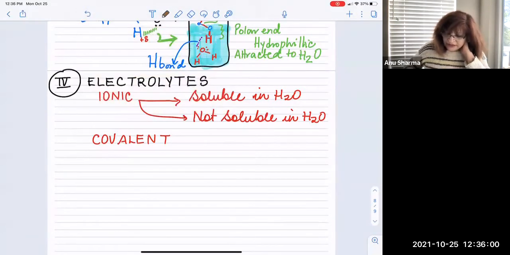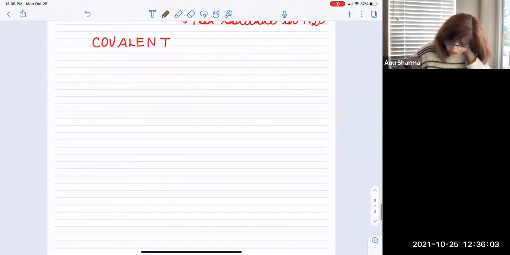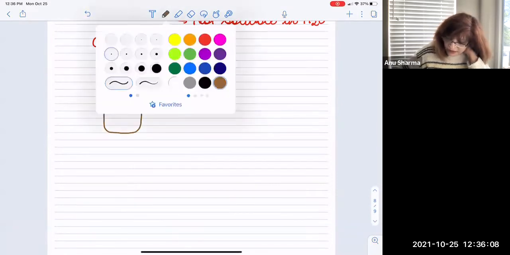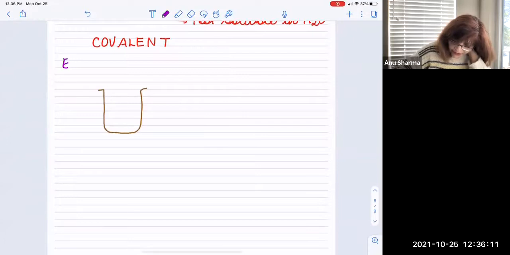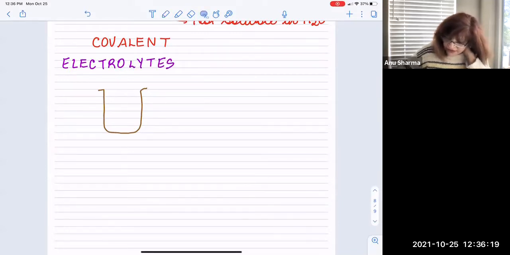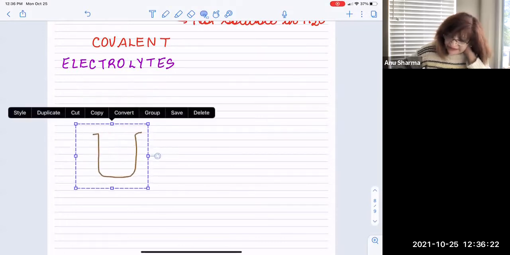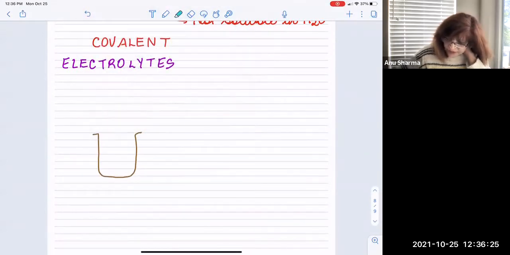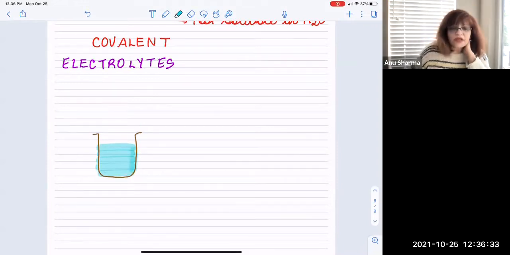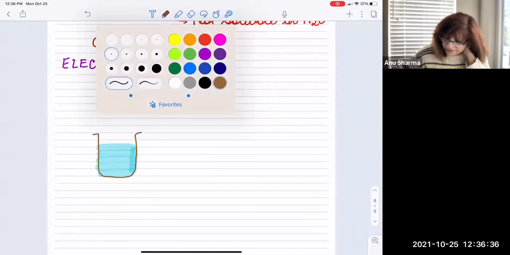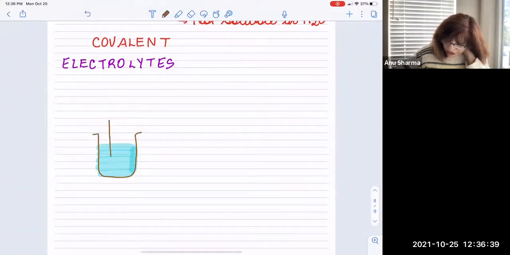Electrolytes are like, if you take a container, okay, so here, we are looking at the electrolytes. Here you've taken this container, and in that container you put a solution. In that solution you put the electrodes.